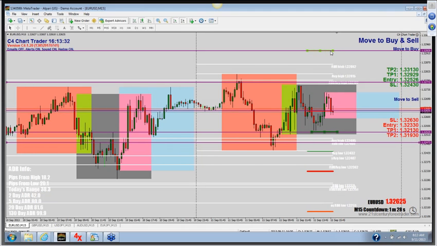And all I'm doing is I'm using the chart trader software that we have with our system, and I'm going to look to take profit pretty quickly, about 7 or 8 pips. And then I'll take my second profit right here at this next level up.